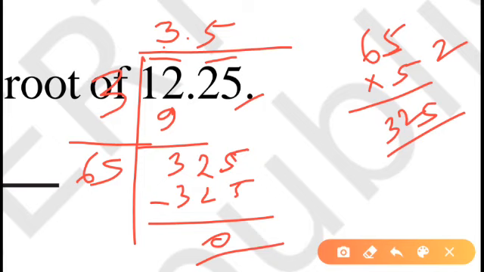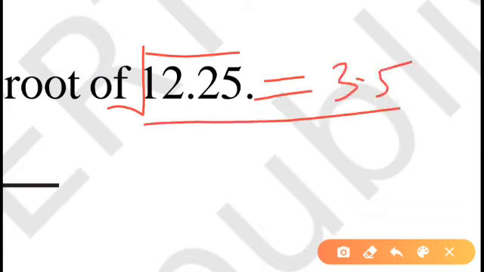So 3.5 is the square root of 12.25. So we got that if we find the square root of this number, we will get 3.5. This is how we find the square root of any number.